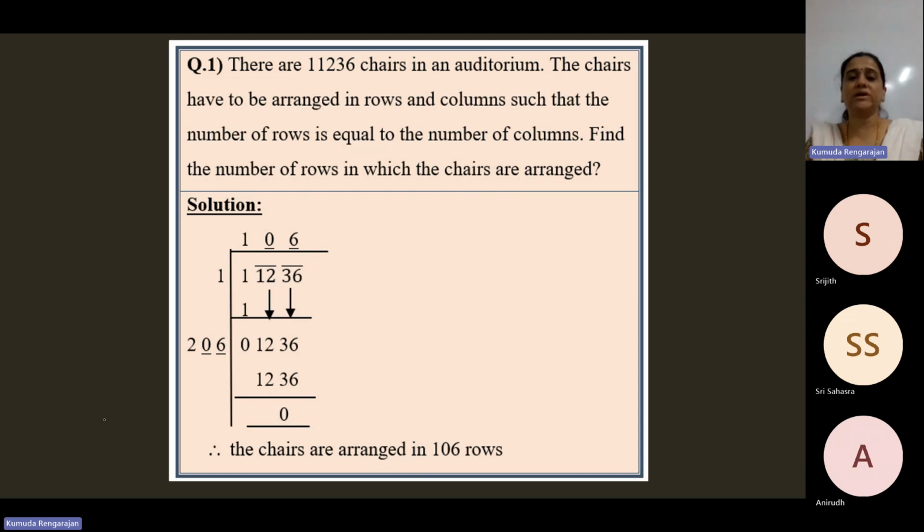Okay, so the chairs have to be arranged in 106 rows and 106 columns. Now, we need to understand another phrase for number of columns. How can you also call number of columns? What is the other way of saying number of columns? So see here.